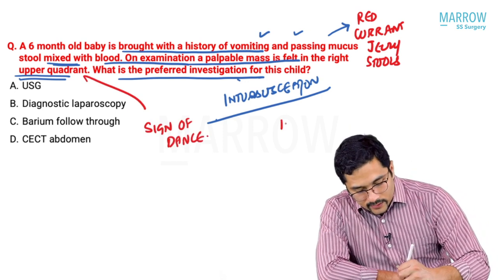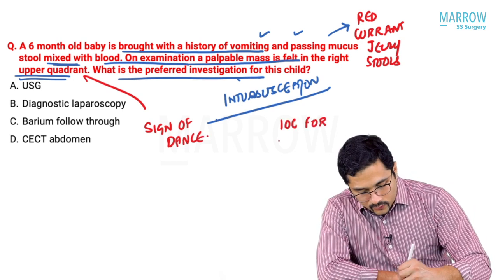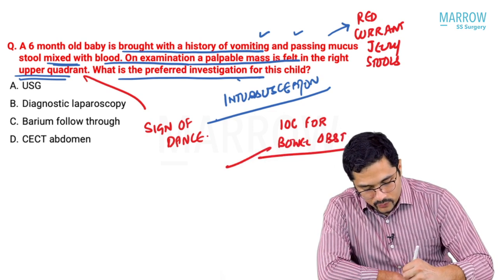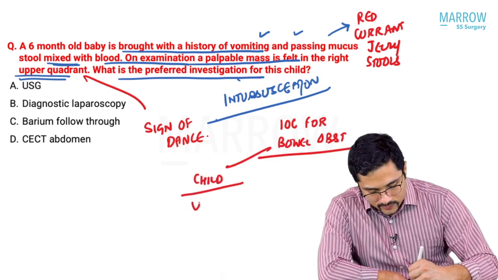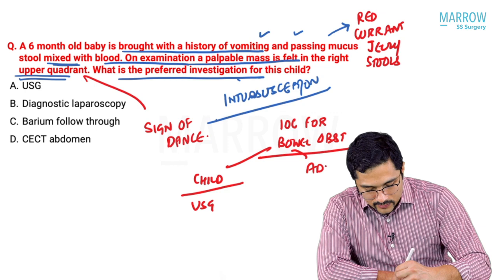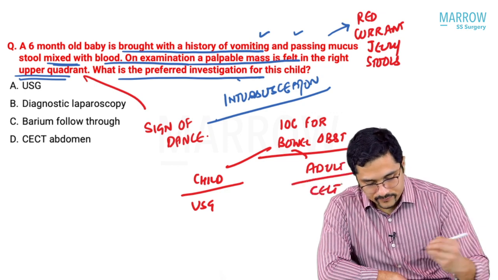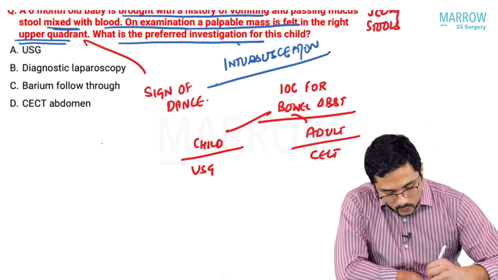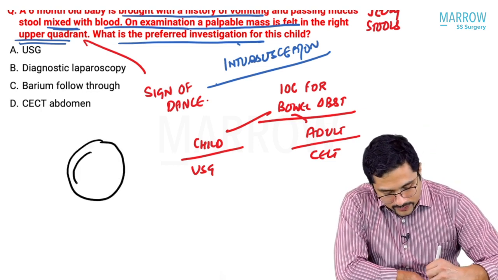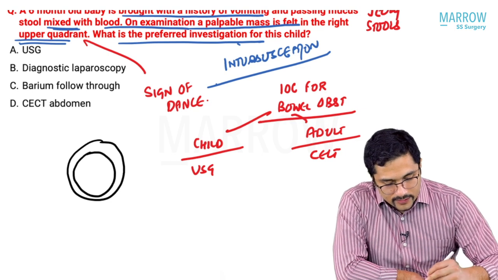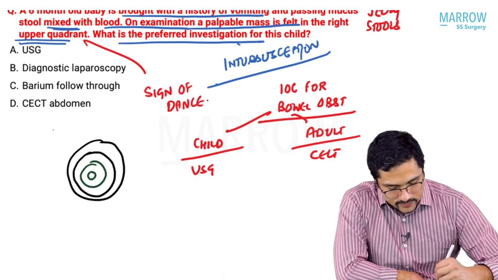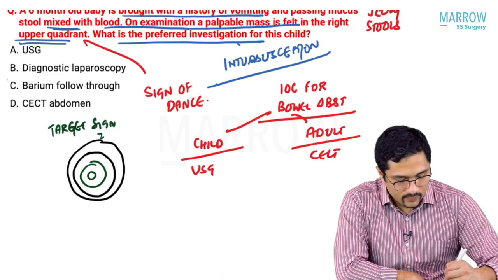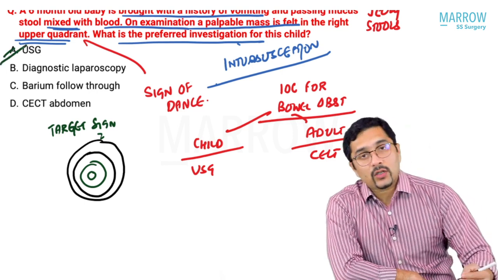Now, in a child, the investigation of choice for bowel obstruction is ultrasound, whereas in an adult it is contrast enhanced CT scan. And in patients with intussusception, you will get the donut sign or the target sign. You will get one bowel loop and another bowel loop inside it. This is known as the target sign or the donut sign, and in intussusception, this will be seen on ultrasound.